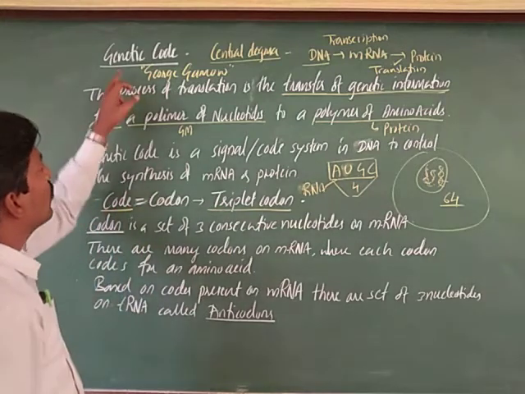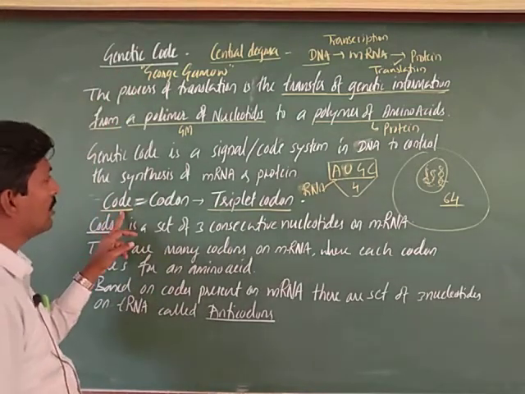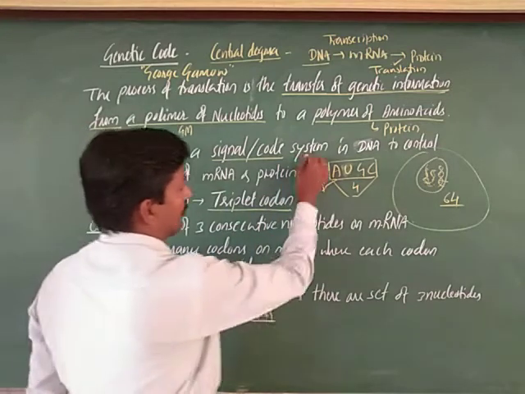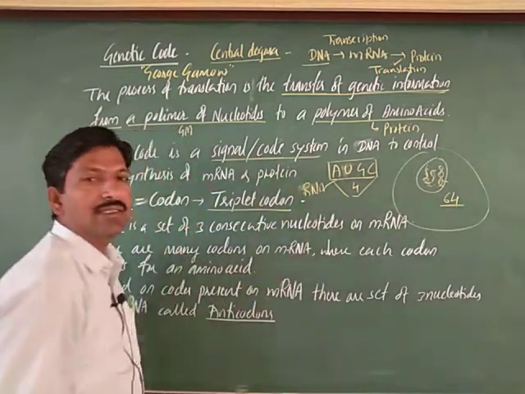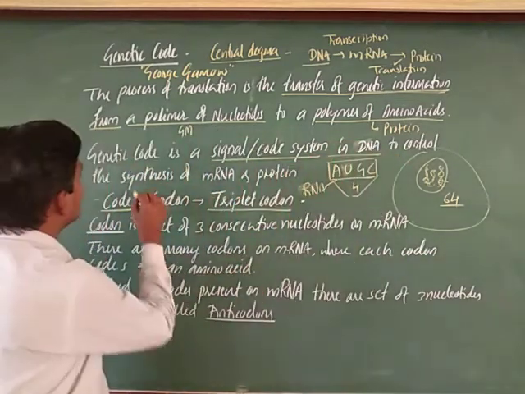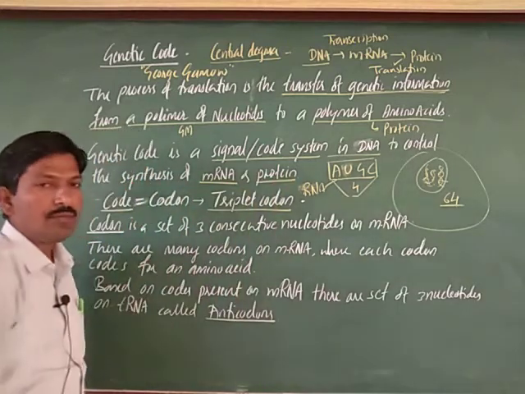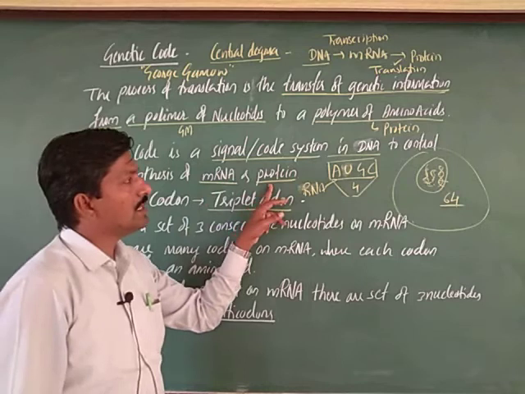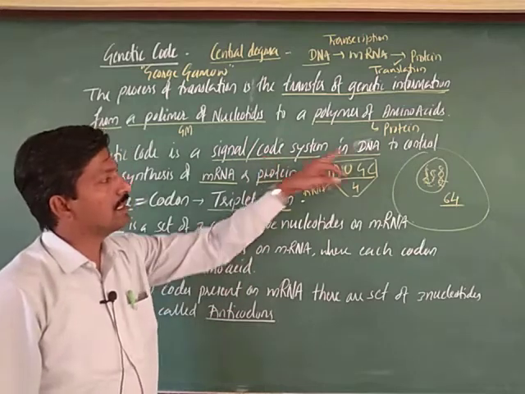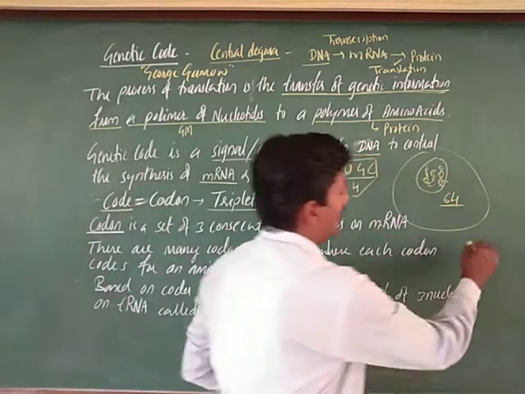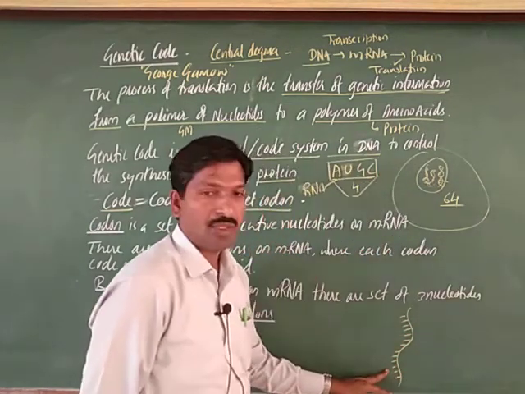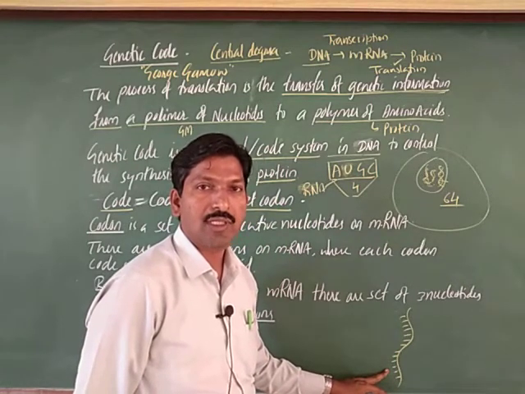Usually the genetic code is simply a signal or a code, we can say it is a coding system in DNA, present to control the synthesis of mRNA and protein. Both the synthesis of mRNA and protein is controlled with the help of a signal system, that is what we call a coding system, which exists in the DNA. DNA is nothing but nitrogen base pairs, the arrangement of base pairs in the form of nucleotides.